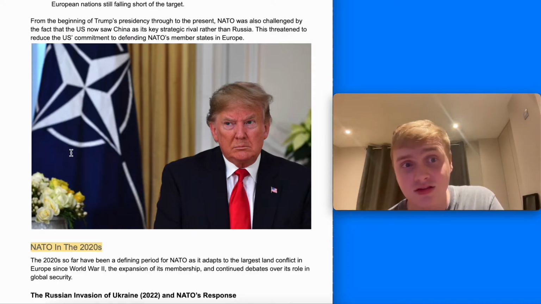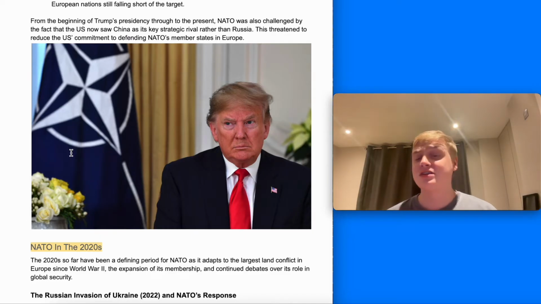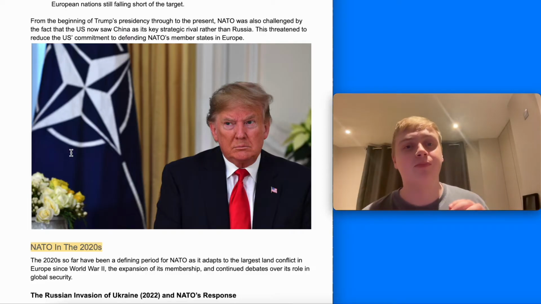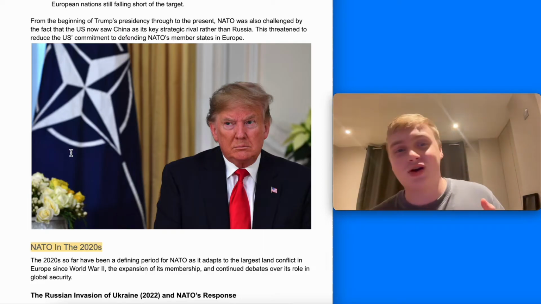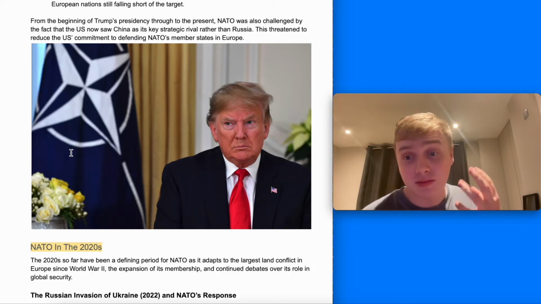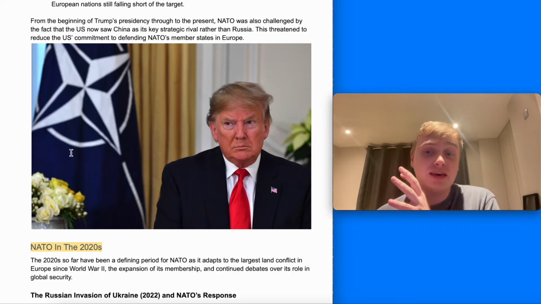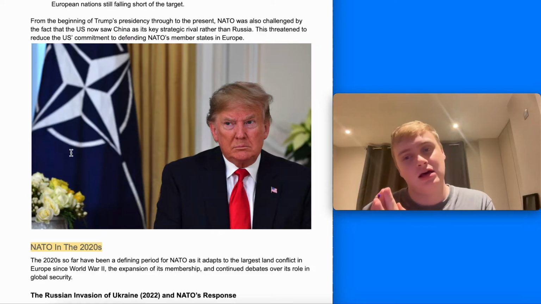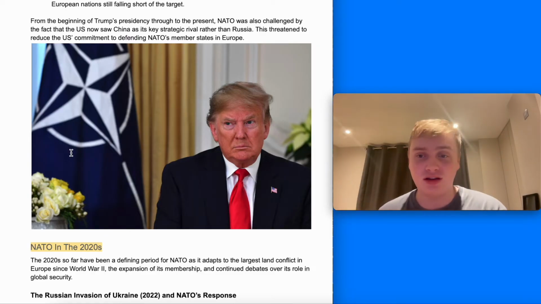And this really threatens the US's commitment to defending NATO's member states in Europe. This was obviously before the invasion of Ukraine by Russia, but if it's spending so much attention and money on that, they can potentially see it as a distraction against the key geopolitical conflict and competition that's happening in the 21st century, which they see as between the United States and China.